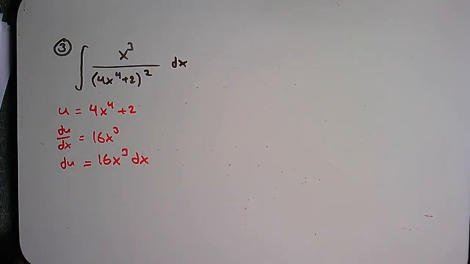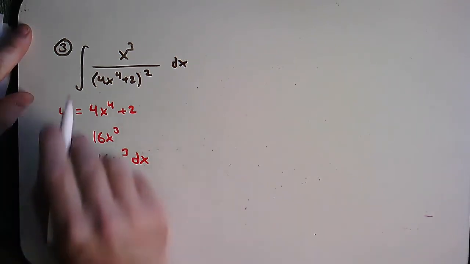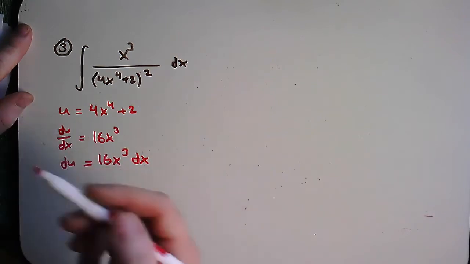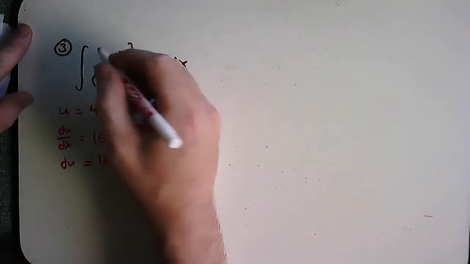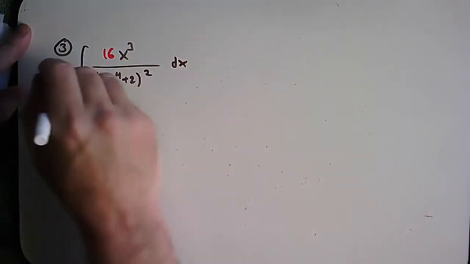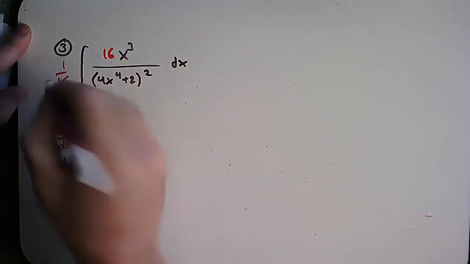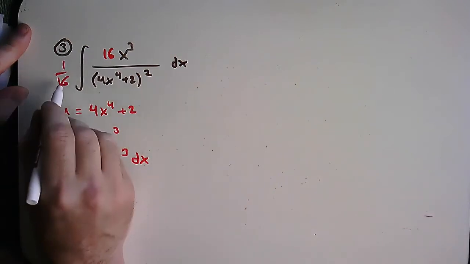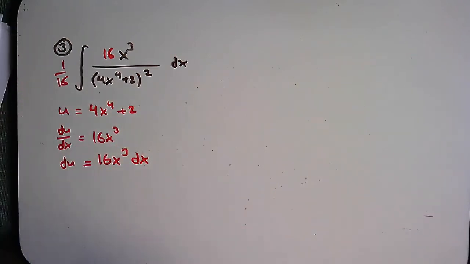Some people like this, some people don't. If you don't like it, just use the same method we did on the other problems. If I want a 16x cubed, here's how I can make a 16x cubed appear in the problem without changing it fundamentally. We have a constant multiple rule, so if I multiply by 16 and divide by 16, we know that that's not going to do anything, right?